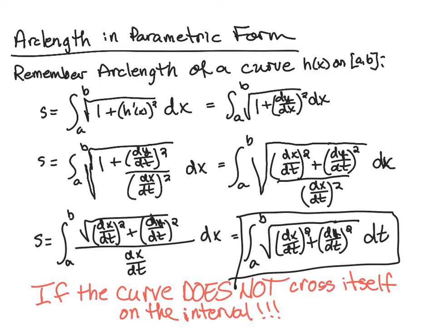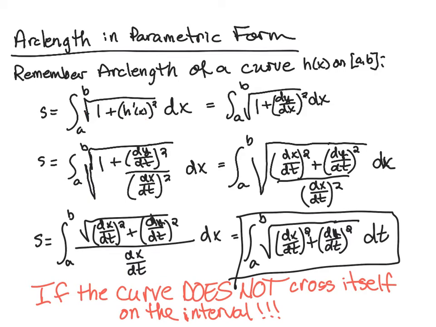All right, using parametric equations and finding arc length. Remember when we found arc length before, that it was the integral of the square root of 1 plus the derivative squared. We did that early on when we were rotating about an axis. So here's your arc length in non-parametric form. This is y as a function of x. So we took the derivative, we squared it, added 1 to it, put it under the radical.